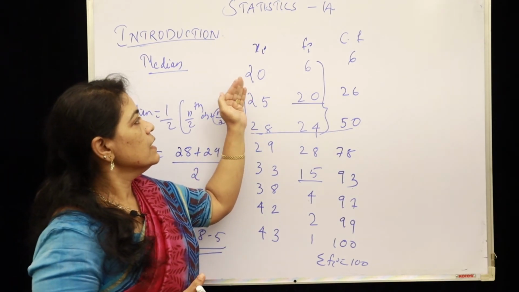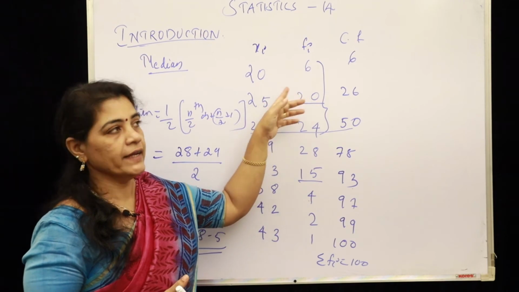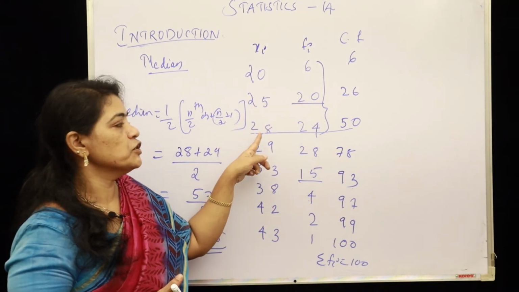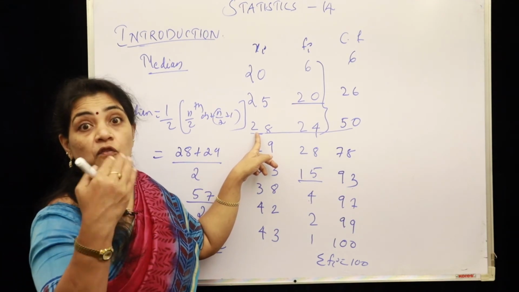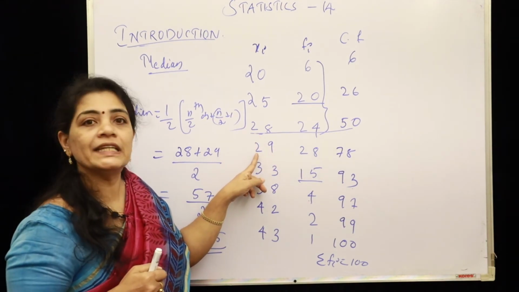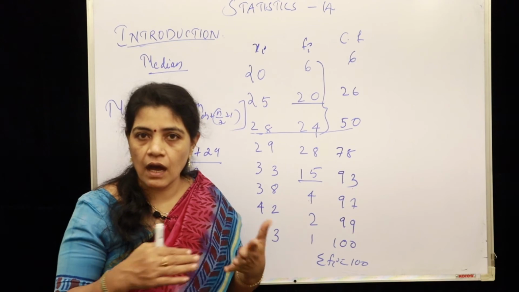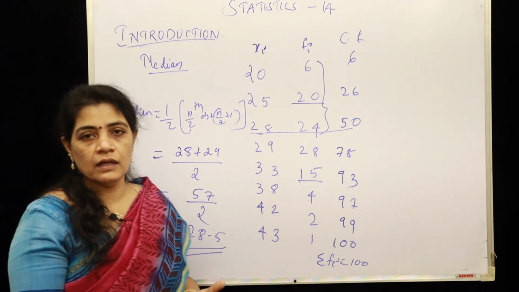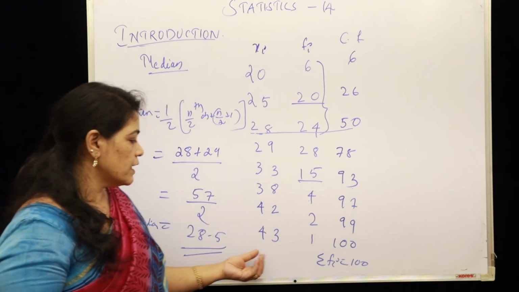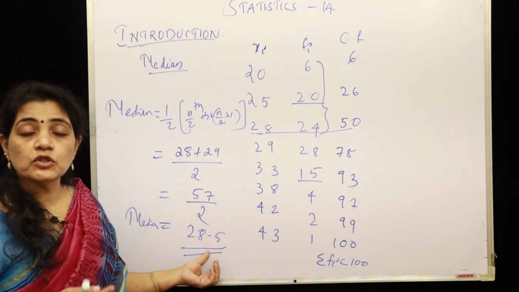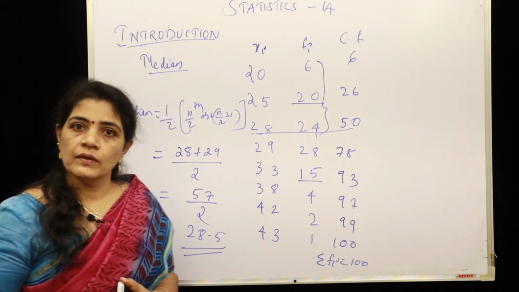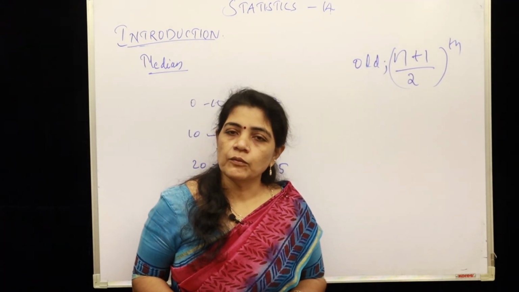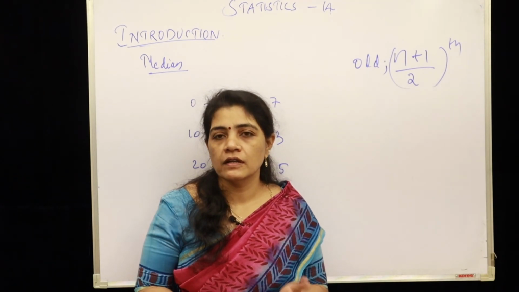If you write 26 times, you have to write 25. So, the 50th observation will be 28, and the 51st observation will be 29, and take their average. That will give you the median for even numbers, because we have 100 as the even number. So, 28.5. Okay. Next we are going to discuss how to compute the median of a continuous frequency distribution.